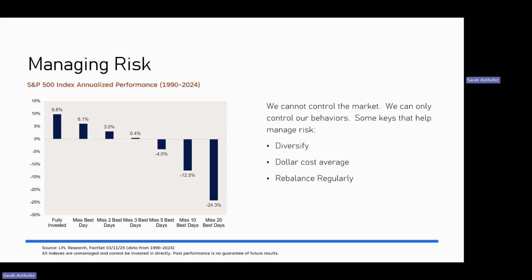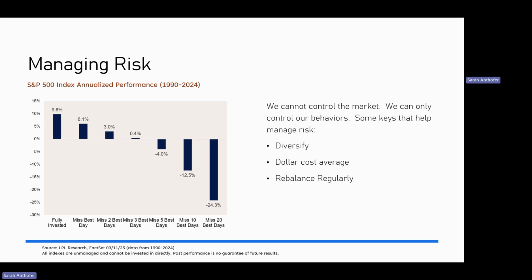With that, when we talk about managing risk, one of the things I think is really important to understand is we can't control the market. You can only control your behavior to it. You want to make sure that you're well diversified. You want to make sure that you're dollar cost averaging, which just means I'm contributing regularly no matter what's happening in the market. And then I rebalance. I keep myself in line with my overall risk objective.